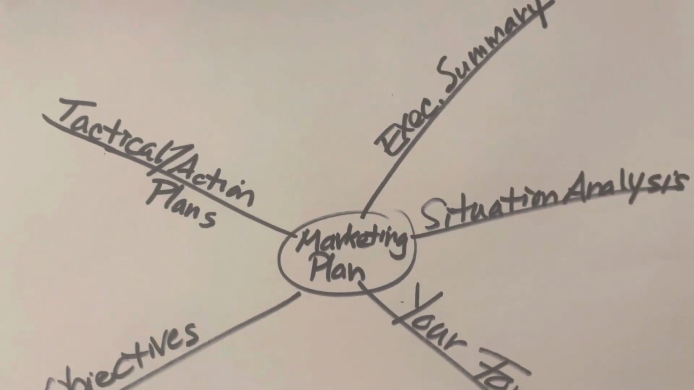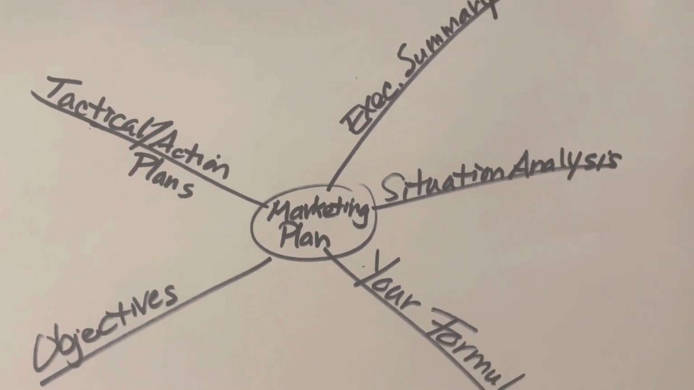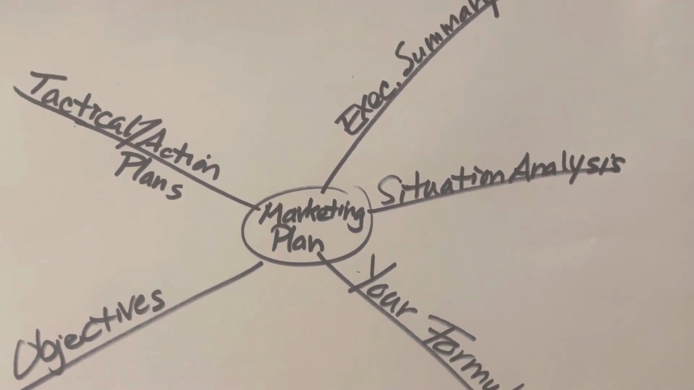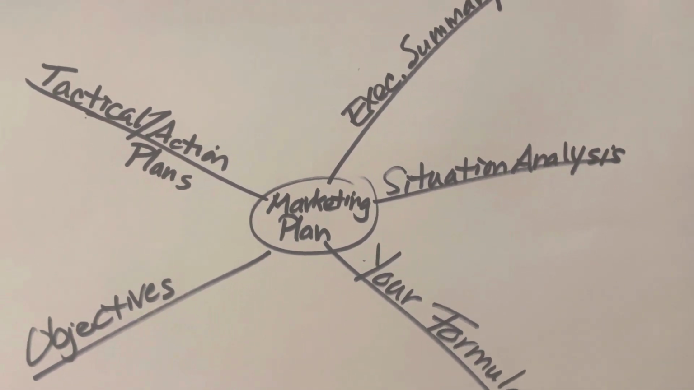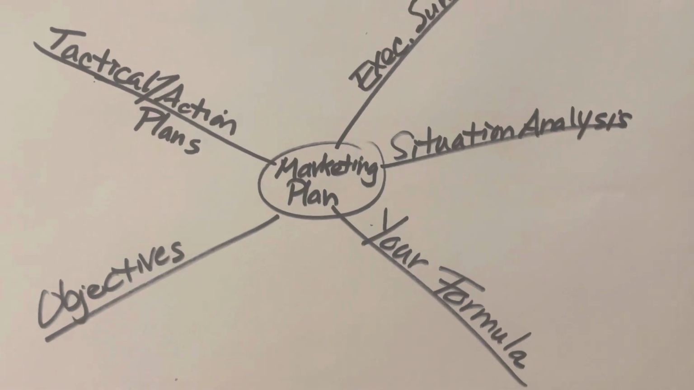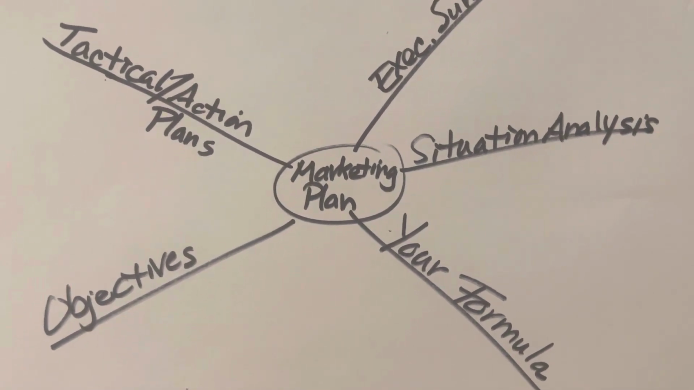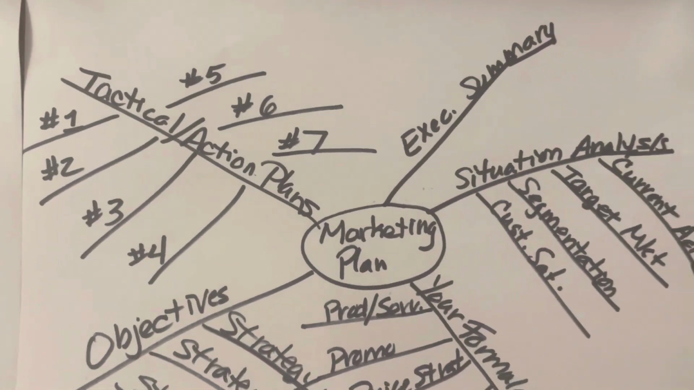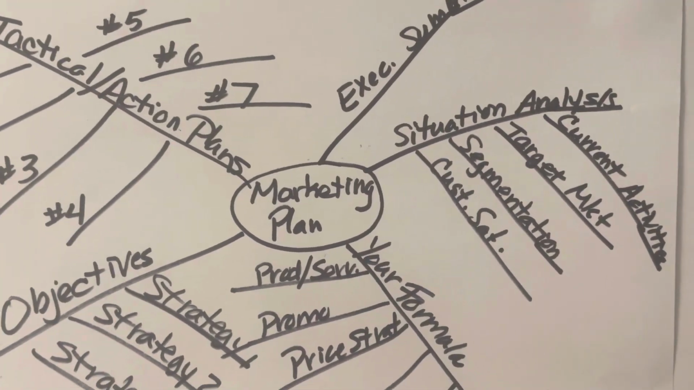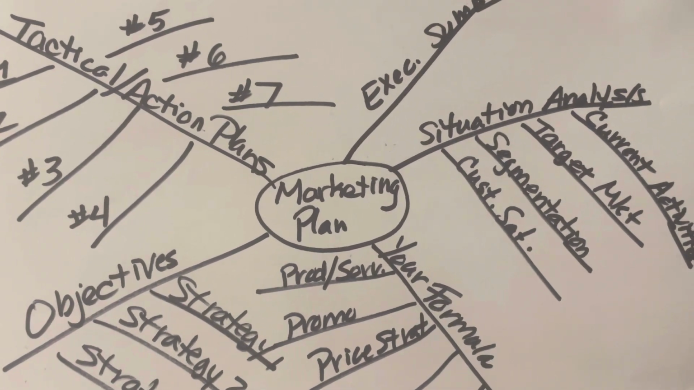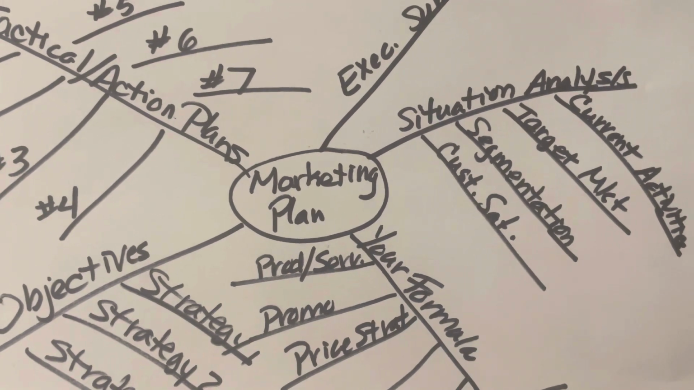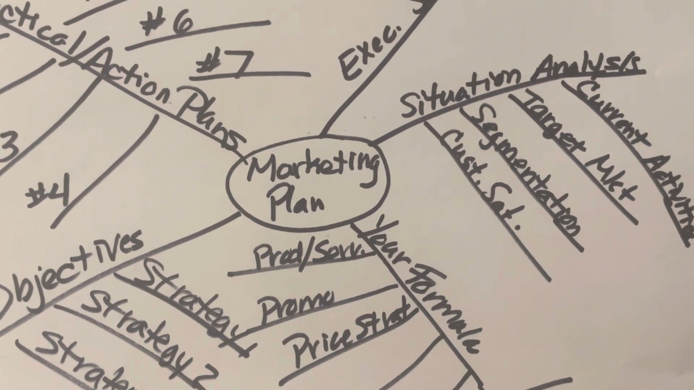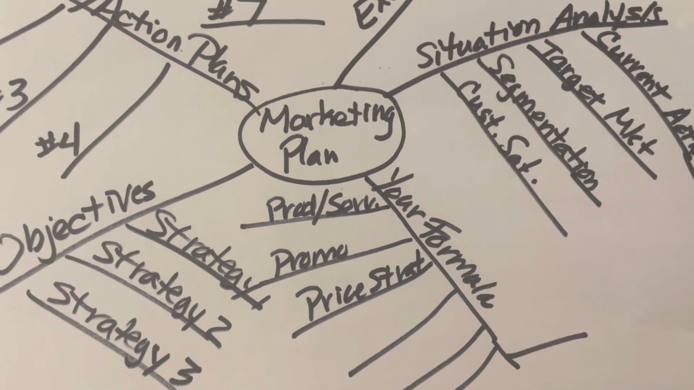Then let's take a look at a marketing plan. This is where, of course, I spend most of my time. So maybe you want to outline the elements of a marketing plan. Usually have an executive summary, situation analysis, your formula, objectives, and tactical or action plans. Let's look at a little more detail on one of those. So in particular, your situation analysis usually is going to talk about what is currently going on. So I have listed there current activities, your target market, segmentation variables, maybe something on customer satisfaction, a marketing plan.